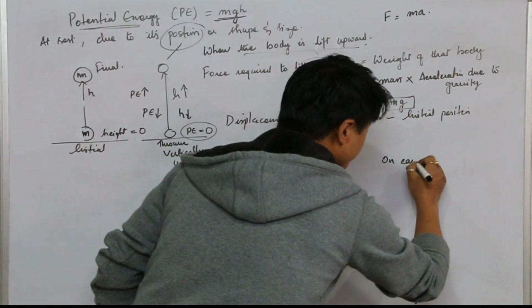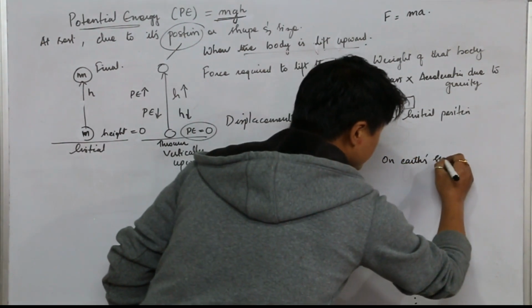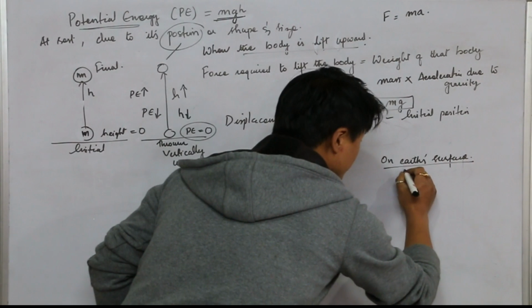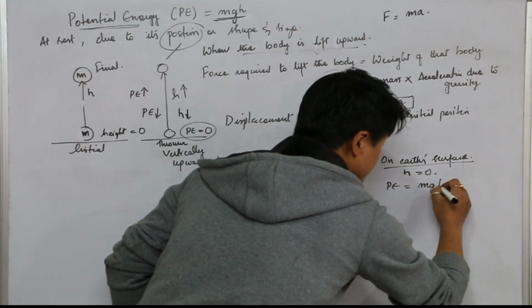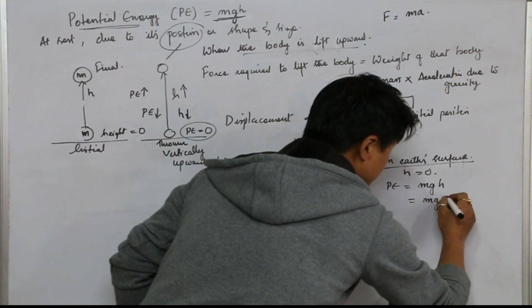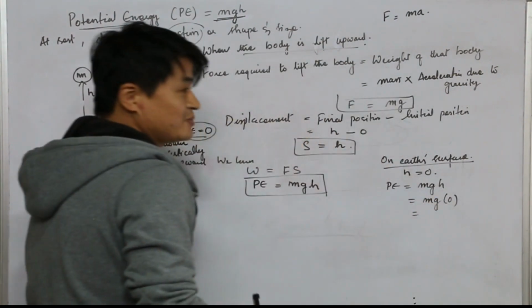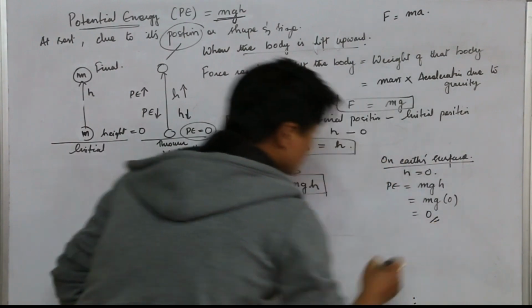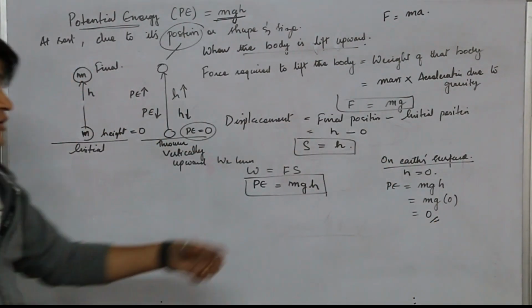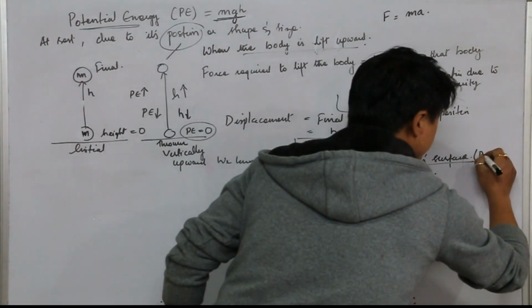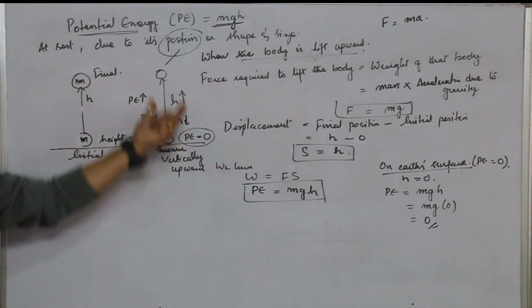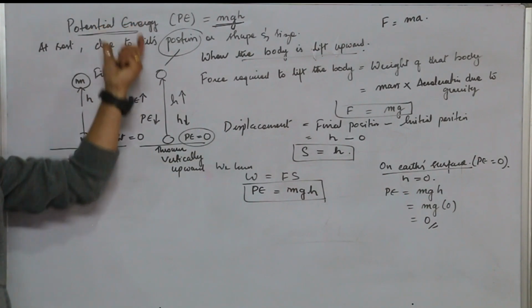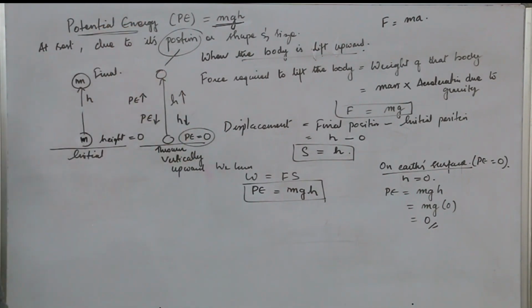On earth's surface, h will be zero, then potential energy is mgh, and h is 0. 0 multiplied by anything is 0. So that means on earth's surface, potential energy will be 0. From here we understood that when the height increases, potential energy increases. When the height decreases, potential energy decreases.